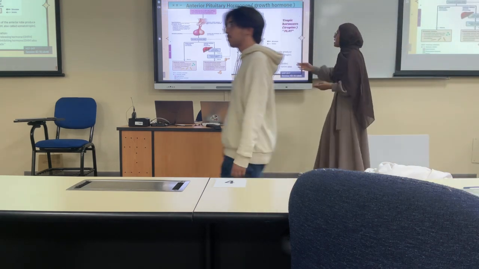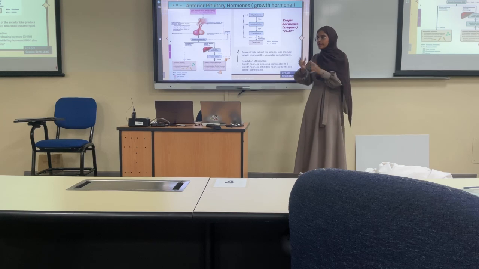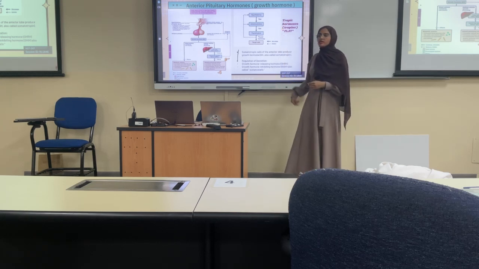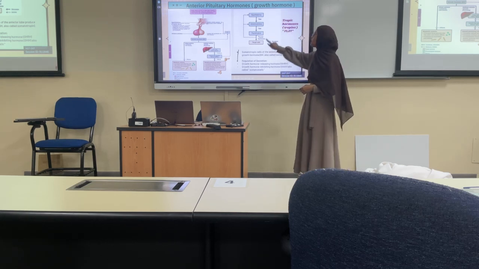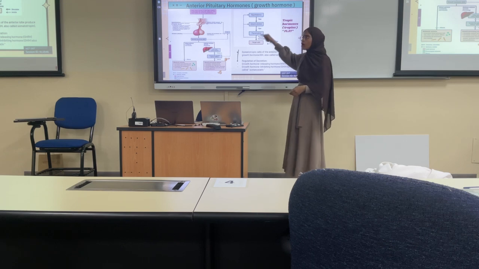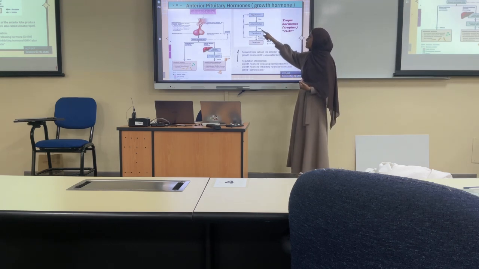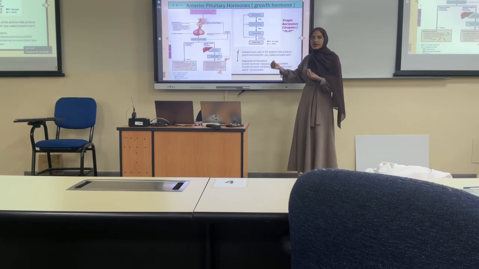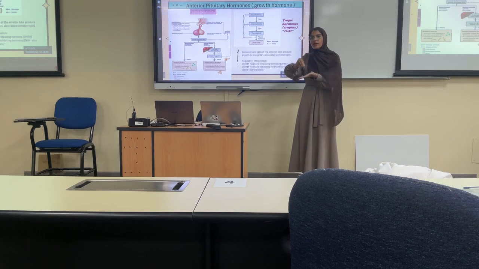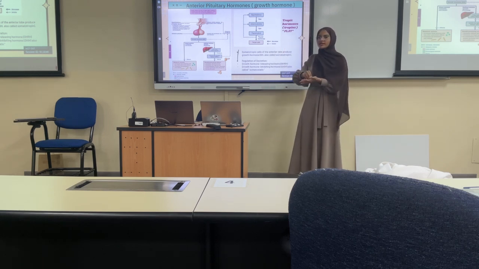For example, the thyroid releasing hormone is going to be secreted from the hypothalamus, and it's going to activate the thyrotropic cells to secrete thyroid stimulating hormone from the anterior pituitary. Then the anterior pituitary, by releasing the thyroid stimulating hormone, is going to activate the thyroid gland to secrete what? The thyroid hormone itself. That's why it's a tropic hormone, because it helps the thyroid gland to secrete hormone.